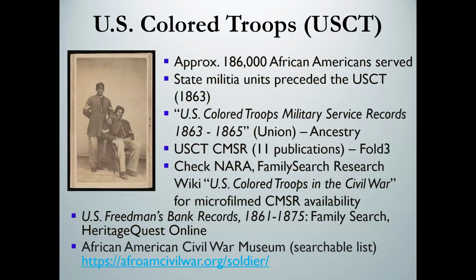U.S. Colored Troops. Approximately 186,000 served. They were in the state militia before the U.S. Colored Troops, because colored troops became official, quote unquote, in 1863. That's when the government said, okay, they are allowed to fight. Because before, they participated, but they might have pulled the wagons or cooked or whatever they did. They weren't actually up front fighting. On Ancestry, we have a collection, the U.S. Colored Troops military service records.